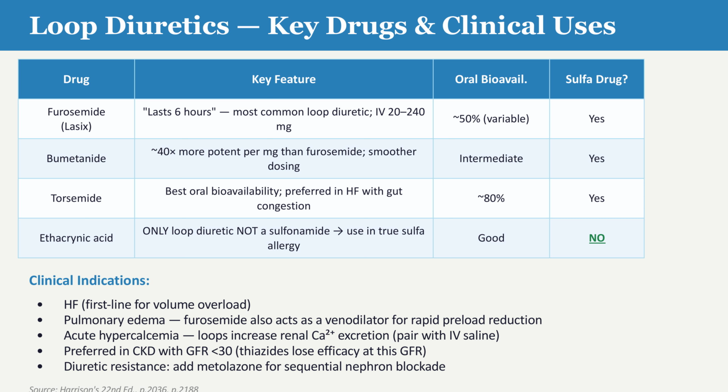For clinical use, loops are first line for any volume overload: HF, pulmonary edema, cirrhotic ascites, nephrotic syndrome. They're also your go-to in CKD with GFR below 30 because thiazides lose their effectiveness in advanced renal disease. And in acute hypercalcemia, loops increase renal calcium excretion, especially when paired with IV saline.